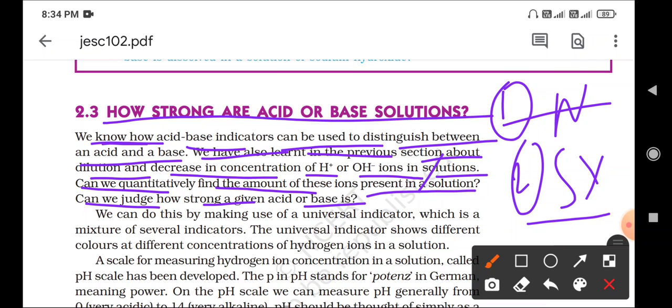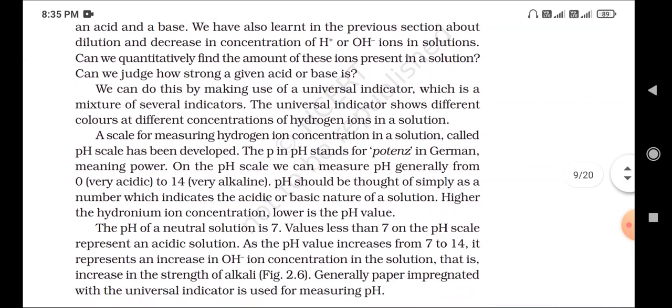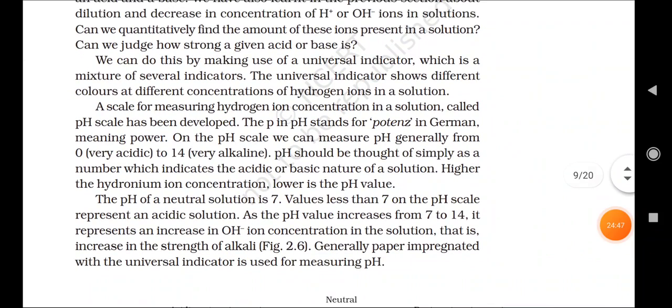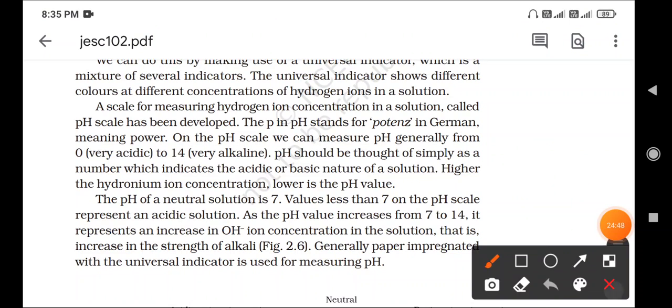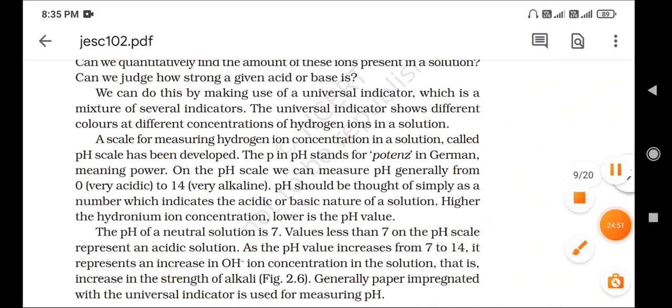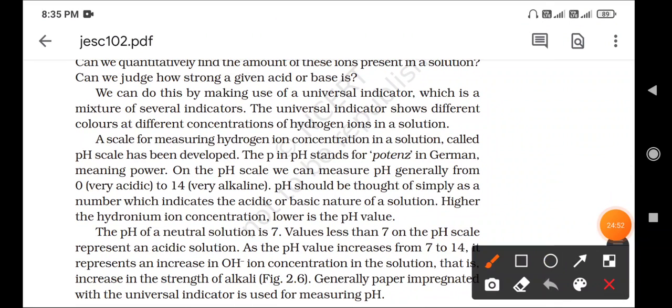How can we say whether it is a strong acid, a weak acid, a weak base or a strong base? That you have to study here. That is done by an instrument called the universal indicator. Like natural indicator and synthetic indicator, another indicator comes here: the universal indicator. We can do this by making use of the universal indicator, which is a mixture of several indicators.